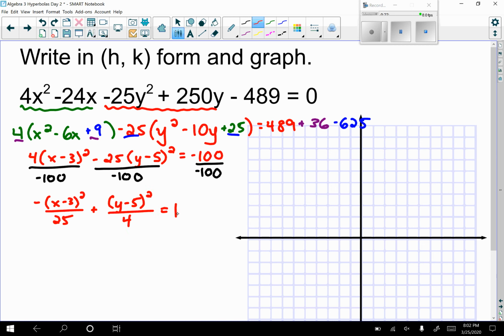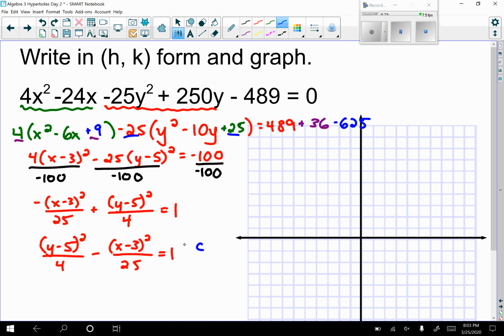What we always want is the positive fraction to go first. Now I'm just going to switch these around. It doesn't happen a lot, but it can happen. We're going to have y minus 5 squared over 4. There's our minus. Quantity x minus 3 squared over 25 equals 1. So that's completing the square. Everything else is what we just practiced in the last example.